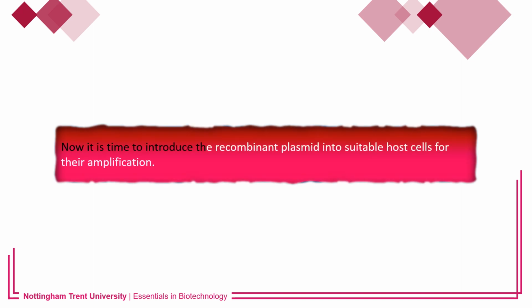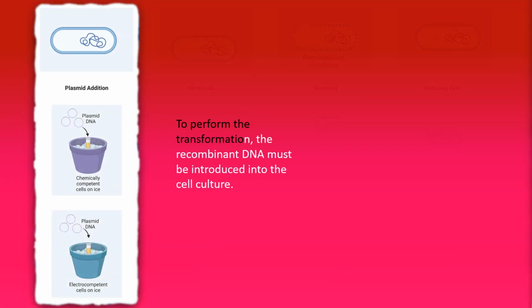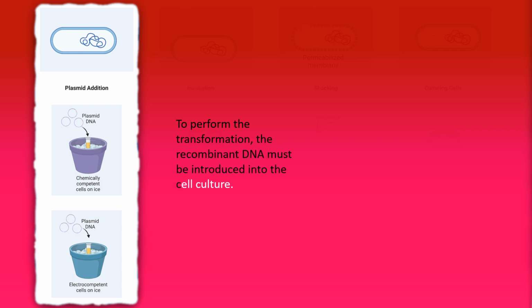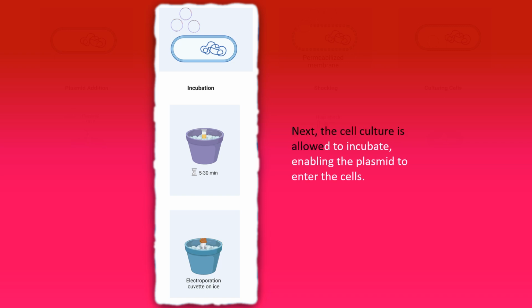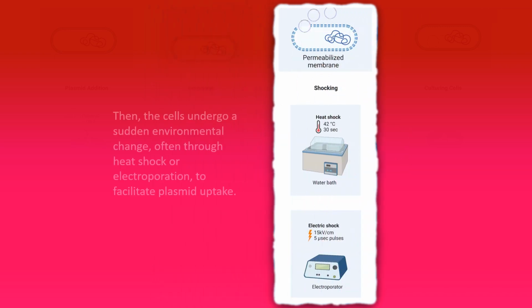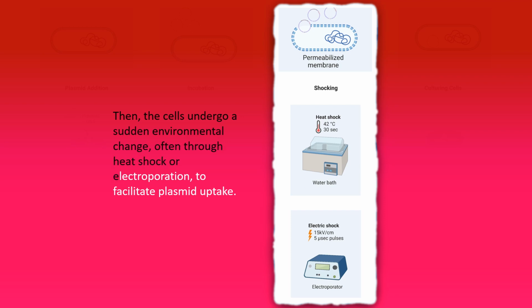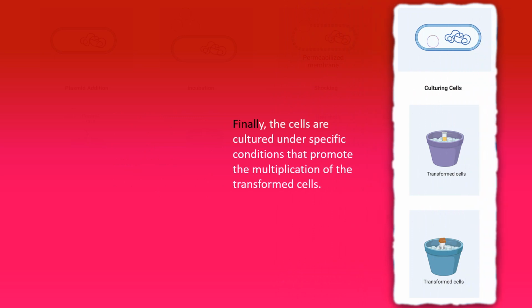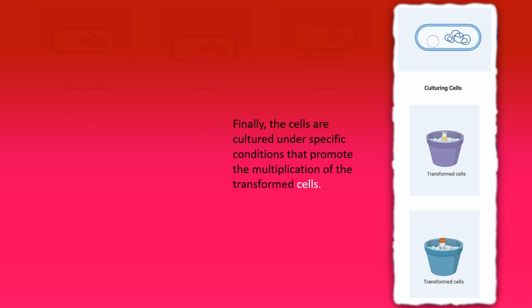Now it is time to introduce the recombinant plasmid into suitable host cells for their amplification. To perform the transformation, the recombinant DNA must be introduced into the cell culture. Next, the cell culture is allowed to incubate, enabling the plasmid to enter the cells. Then, the cells undergo a sudden environmental change, often through heat shock or electroporation, to facilitate plasmid uptake. Finally, the cells are cultured under specific conditions that promote the multiplication of the transformed cells.